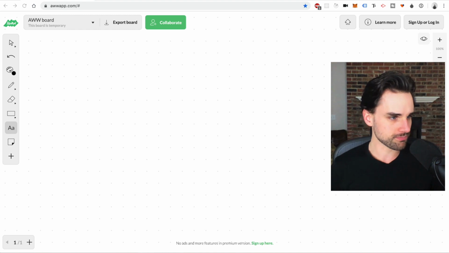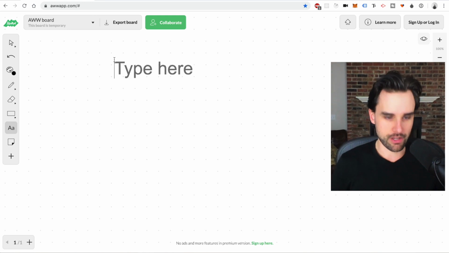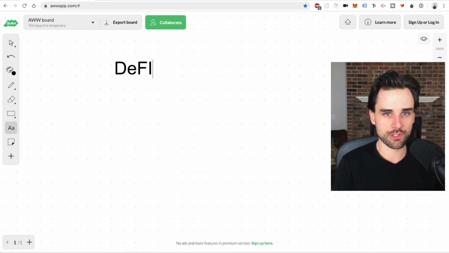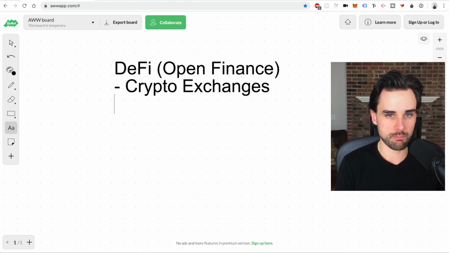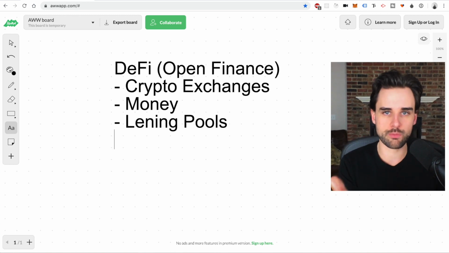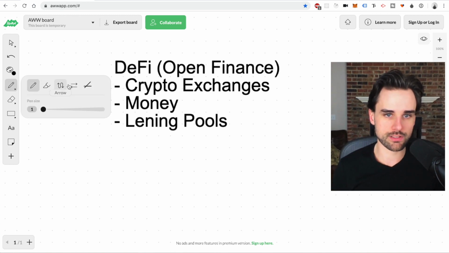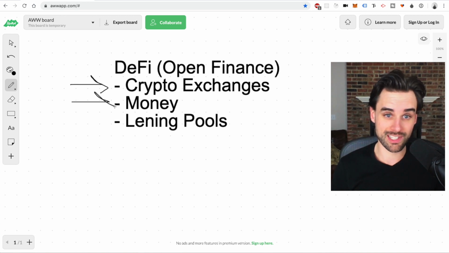Okay, so basically, we're talking about DeFi here. DeFi stands for decentralized finance, and sometimes this is also called open finance. So we're talking about cryptocurrency exchanges, money itself, and lending pools. All these things are basically governed by smart contracts. The decentralized exchanges, the cryptocurrency itself, unless it's Ether, and also the lending pools are governed by smart contracts.